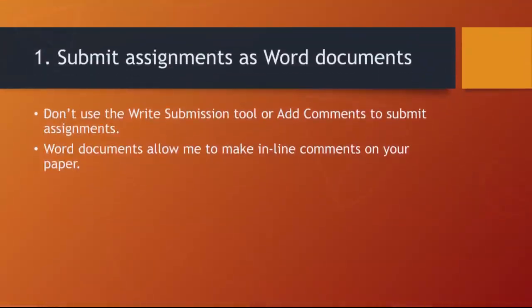Okay, number 1, submit assignments as Word documents. If you go to any given assignment, you may notice that there's a nice little box at the end that says write your submission. Don't use that. That's a feature of Blackboard that we can't really do anything about. We can't disable it or hide it. But what happens is when students type their work into write submission, it shows up on our screen in such a way that we can't give you inline feedback for it.